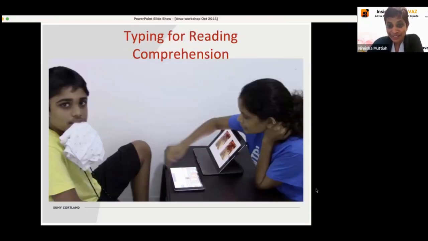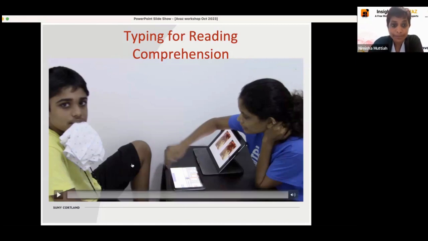Okay, so he wanted to get through the session quickly so that he can go get the ice cream afterwards. Okay, this is the same young man in a better mood here. So here we're using the same app to respond to questions. So I've read a book with him. It's Christmas time, so it's a book related to Christmas. And then I am modeling the question also on the app so that he can understand how to use the app. So I'm modeling on it and asking him the questions, and then he's responding by typing.